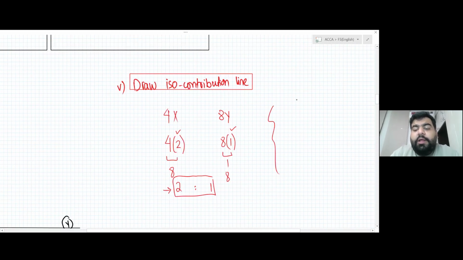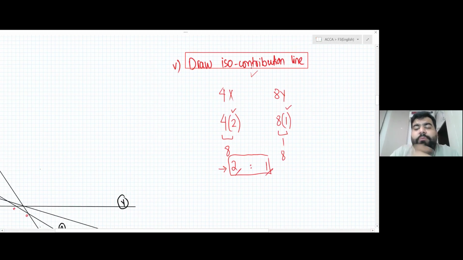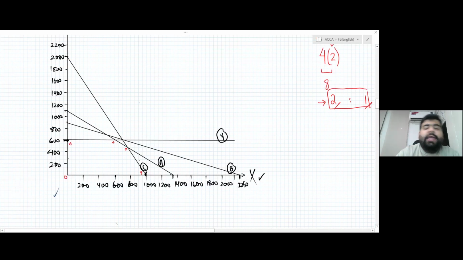For example, if it were 10x and 5y, we would say we have to sell 2 of y, like 5 into 2, and 1 of x, so that their contribution remains the same. So the ratio would be 1 to 2 for x and y. But here, obviously, the ratio is 2 to 1: if we sell 2x and 1y, the contribution of both will be the same. This ratio is known as the ISO contribution ratio, and through this ratio we will make the ISO contribution line here.